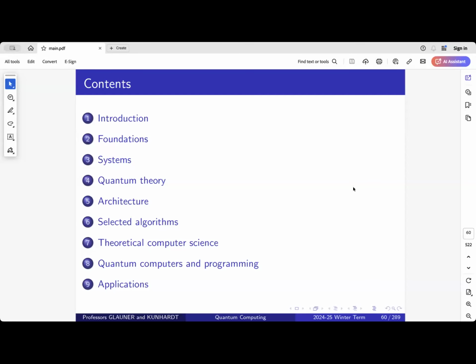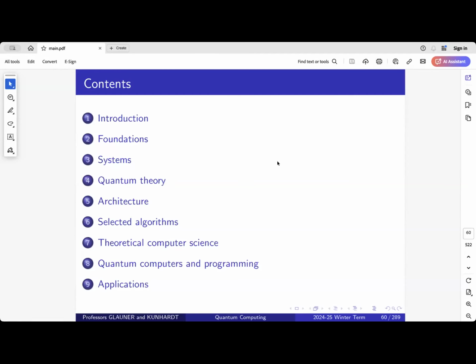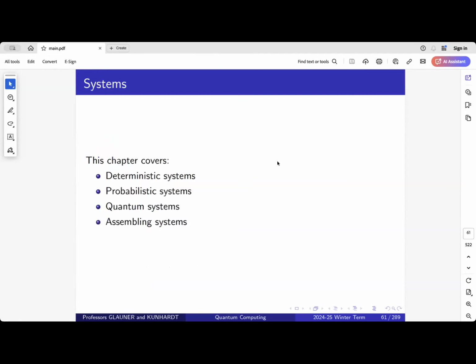Good afternoon, everyone. Today we have our third lecture on quantum computing. As usual, there will be a quick revision of what we did in the previous week, and I hope you had plenty of time for revision. Concretely, last week we introduced complex linear algebra and then started describing systems using linear algebra.